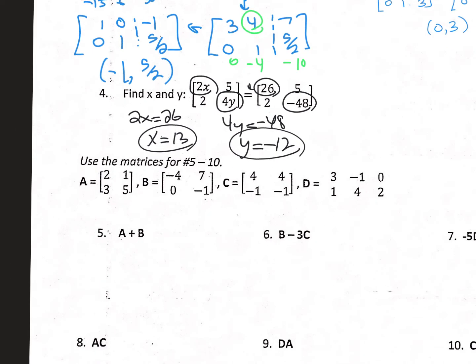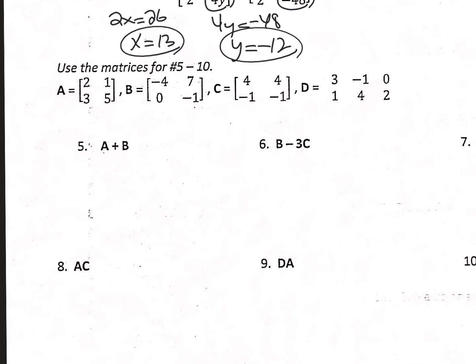Let's keep going. Now we get to all the matrix operations. So first one says A plus B. A and B are both 2 by 2, and all you do is you add the corresponding elements. So I'm going to take the 2 and the -4, add them, take the 1 and the 7, add them, the 3 and the 0, and the 5 and the -1, which is 4. That's all you got to do on that one.